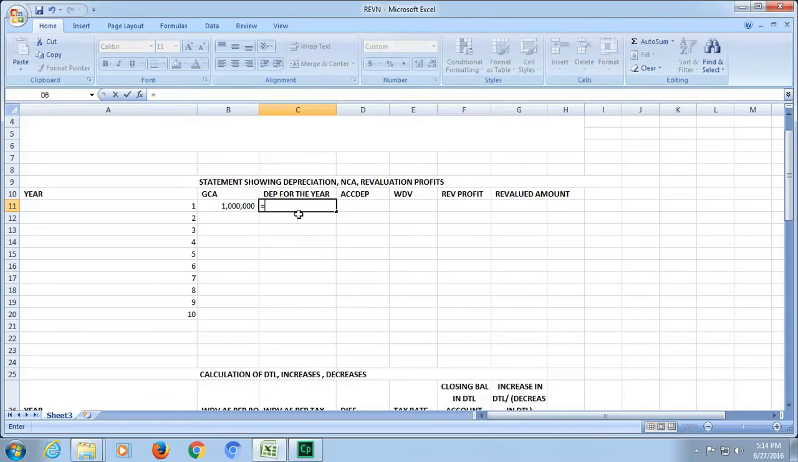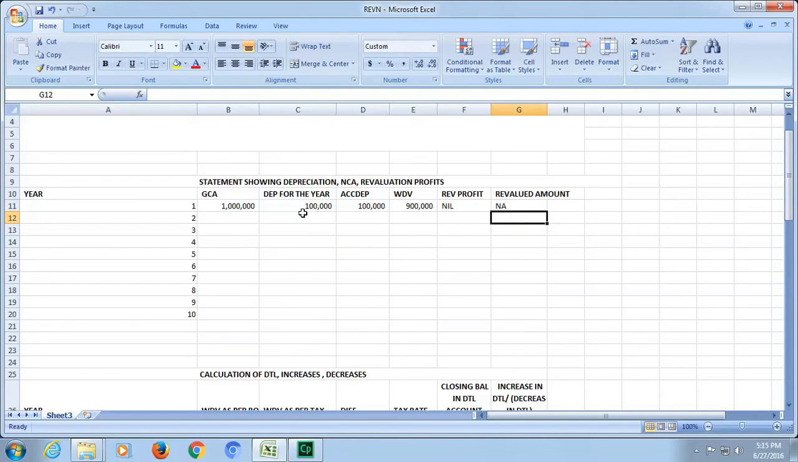Depreciation for the first year would be the cost of the asset minus the residual value, that is 0, then we divide it by the life of the asset, 10 years. For the first year, accumulated depreciation will be equal to the depreciation for the current year. WDV of the asset would be equal to the gross carrying amount of the asset, minus accumulated depreciation.